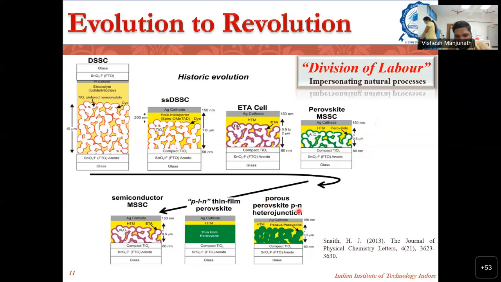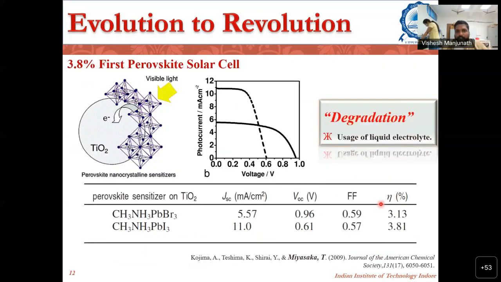Then we had different porous perovskite p-n junctions, then meso superstructures, then PIN thin film for perovskite. So we will look into this evolution in the next slides. The basic thing we should consider here is the importance of solid electrolyte. Just by shifting from liquid electrolyte to solid electrolyte, we could solve a big problem, and we could even achieve very high efficiencies.